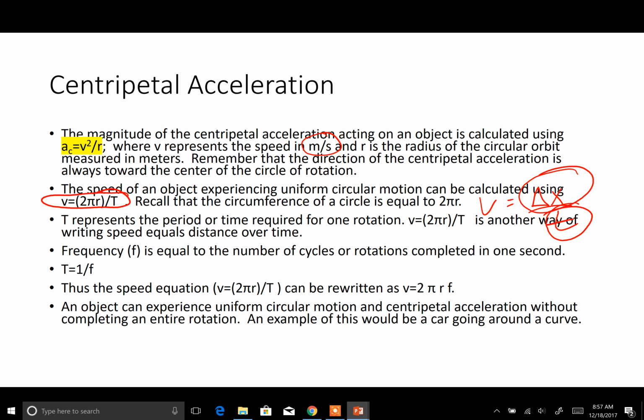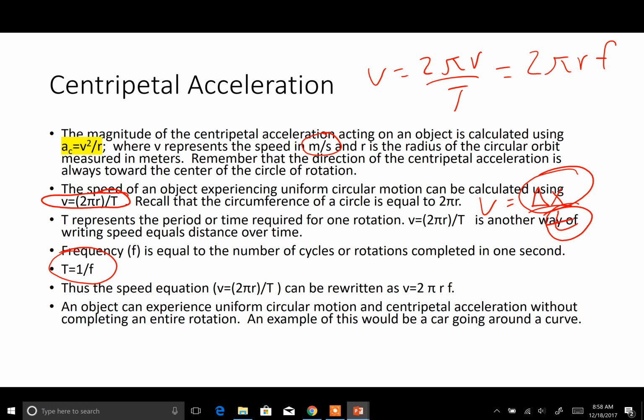Remember that the period is the time for one rotation, measured in seconds. The frequency, on the other hand, is the number of cycles, or in this case, the number of rotations per second. Those two quantities, period and frequency, are inversely related to each other. So the period is 1 over the frequency, and the frequency is 1 over the period. So instead of writing V equals 2 pi r over the period, we might also write V equals 2 pi r times the frequency, because frequency is 1 over the period.